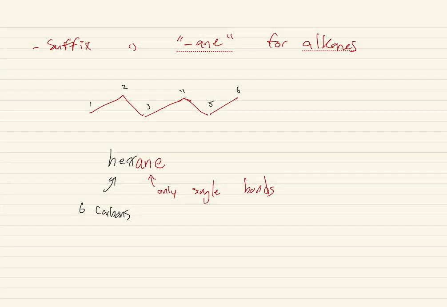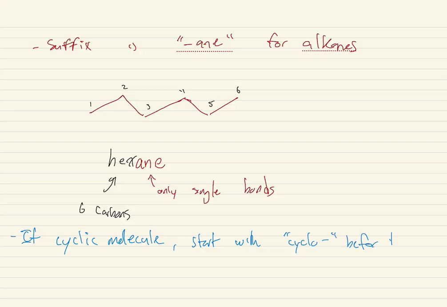All right, and then we can also have, because carbon, I said, can also form ring structures. For a chain structure, we use the naming convention that we just said, or the rules. If it's a cyclic molecule, you just start with cyclo before the prefix. All right, so this is like a prefix to the prefix to indicate that it's a cyclic molecule.